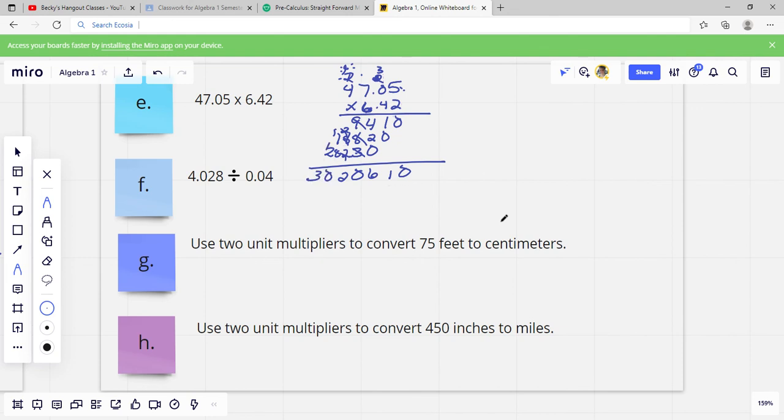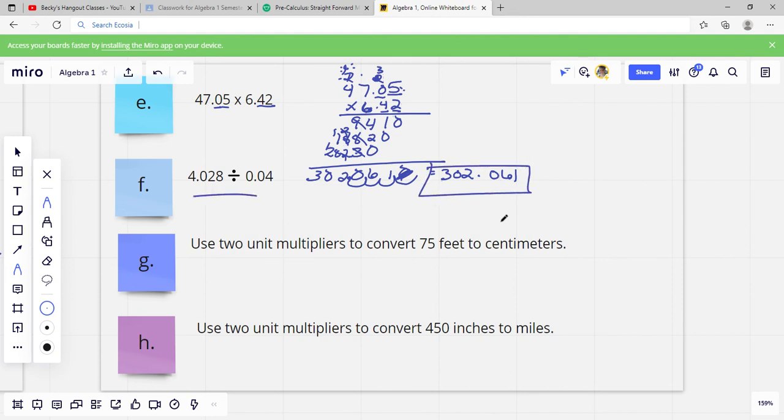Now I have to figure out where my decimal point goes. I have 1, 2, 3, 4 spaces in my problem. So if I look back here at it, I can see 1, 2, 3, 4. I'm going to start here and go 4. 1, 2, 3, 4. Okay, so my answer is going to be 302.061. I don't have to write that last 0. Okay, so that's the answer to that one.